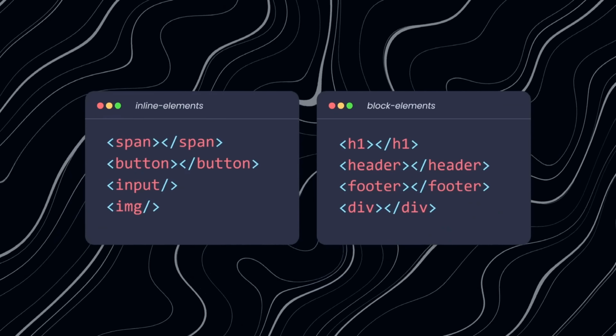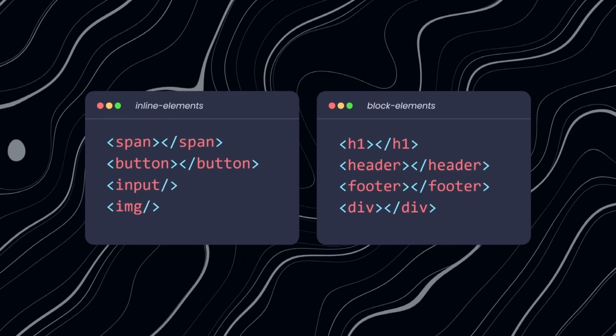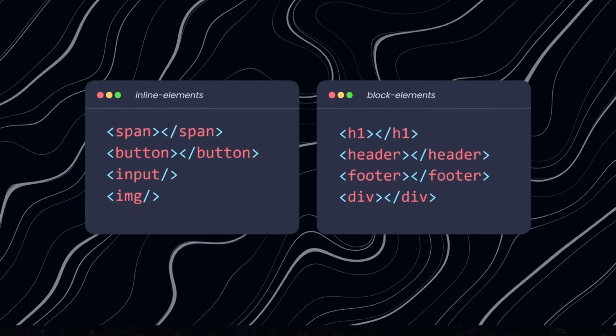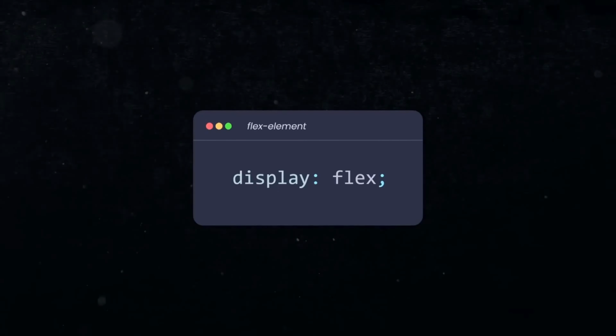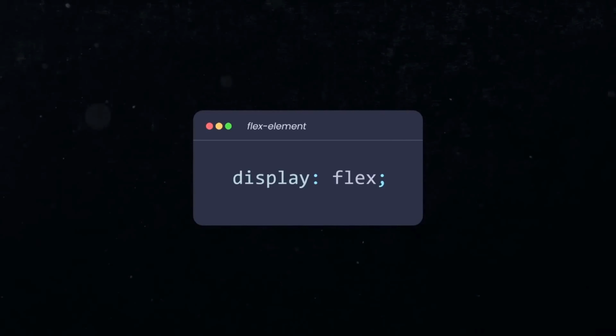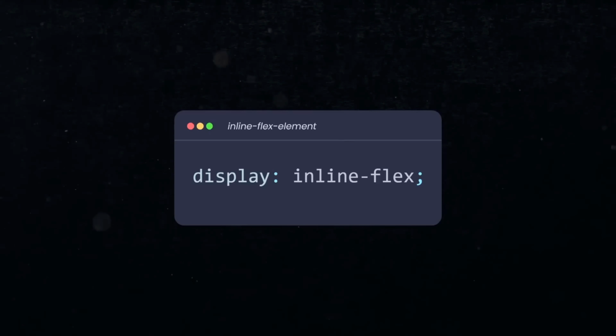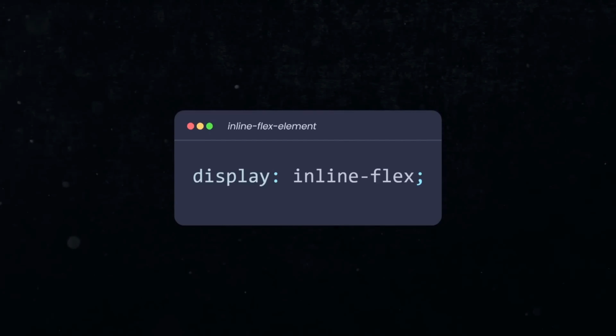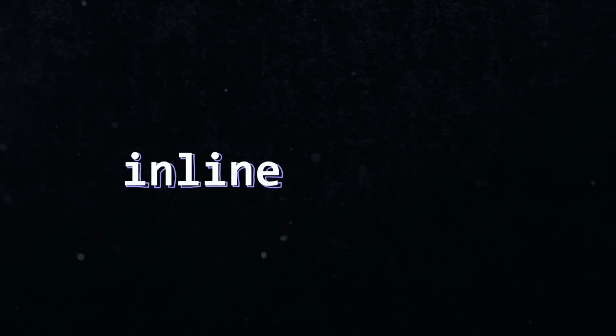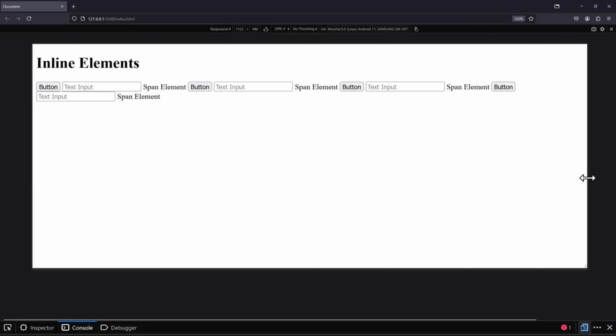Hi everyone. In CSS, we normally have inline elements and block elements. And sometimes we change that on purpose to display flex to create a flexbox layout inside of that element. But recently, I started to use inline flex more because it is the perfect solution for a specific problem I face all the time in flexbox layouts.